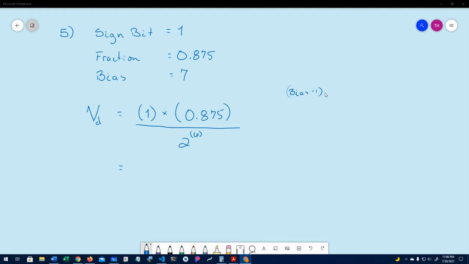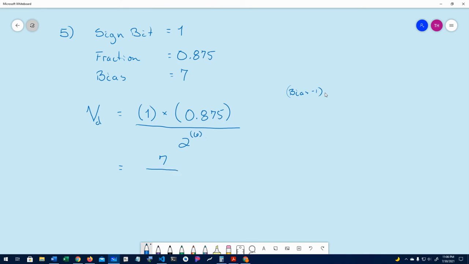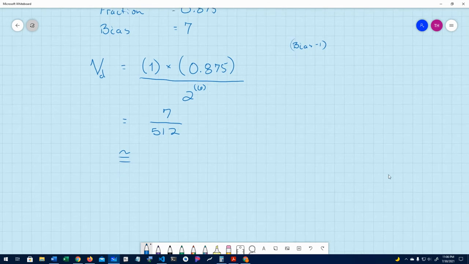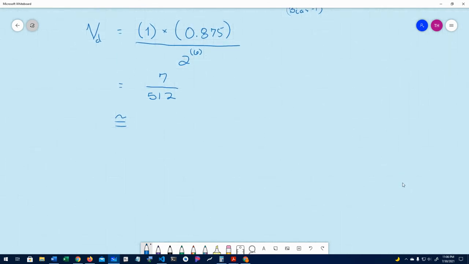All right, so that came out to a fraction of 7 over 512. And that's going to give us approximately, and I say approximately because in our program we're going to have 6 places of precision after the decimal place, 0.013672. All right, so that is what we're going to get for a value there.